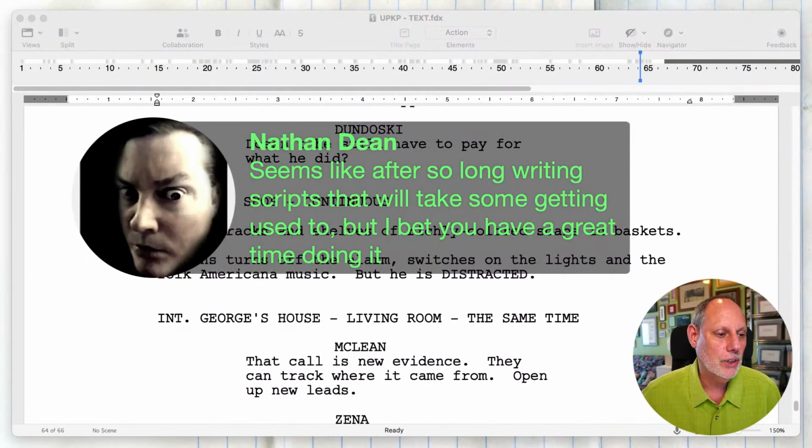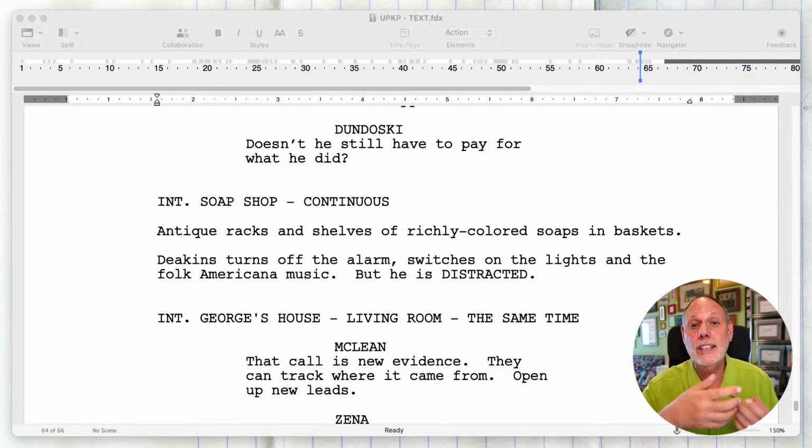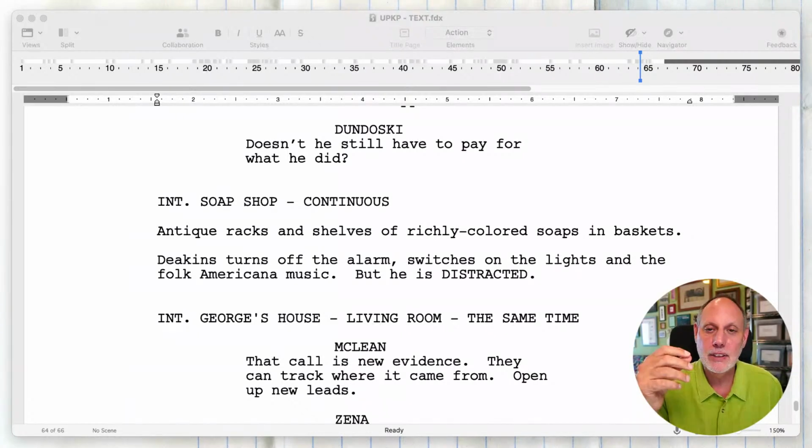Seems like after so long writing scripts, it'll take some getting used to. I will have, yes. I don't think it will have... The worst thing that would happen is I would write a script that reads really fast and entertainingly. Like, the worst thing that would happen is I have a novel that kind of reads like a script.